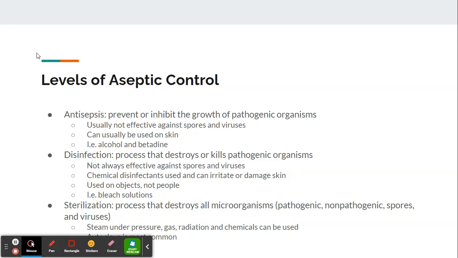You don't disinfect people. And then our highest level of aseptic control is going to be that sterilization, where we've destroyed all microorganisms, whether they're pathogenic, non-pathogenic. It's going to kill spores, it's going to kill viruses. This can be done as steam under pressure, gas, radiation, chemicals. The autoclave is going to be the most common thing that we see used for sterilization, and we'll talk a little bit about that, I believe.